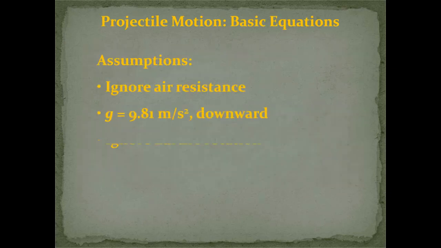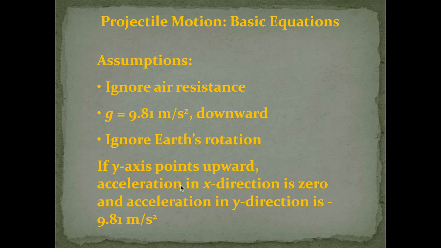All right, here are some assumptions we're going to make. We're going to ignore air resistance. We're going to treat g as 9.81 meters per second squared downward. We're also going to ignore the Earth's rotation. We're not technically in an inertial reference frame because the Earth is accelerating, but we are going to treat it that way. And we're going to let the y-axis represent the vertical, with positive upward and downward negative in general. So g will be negative.